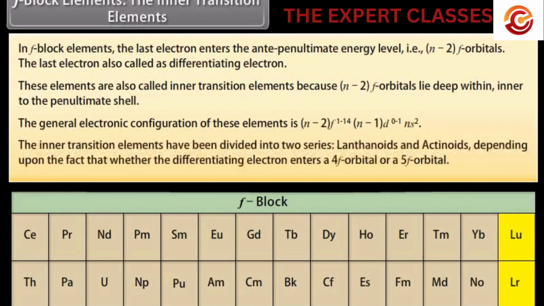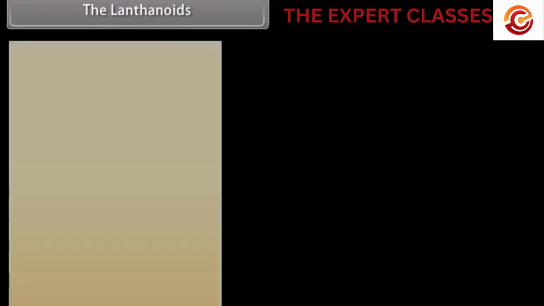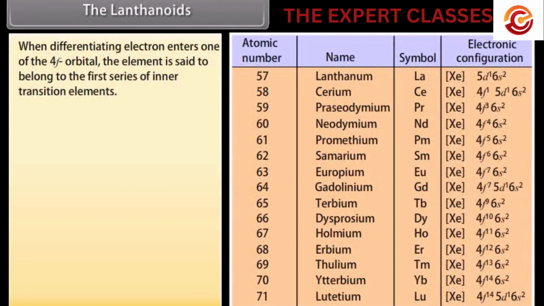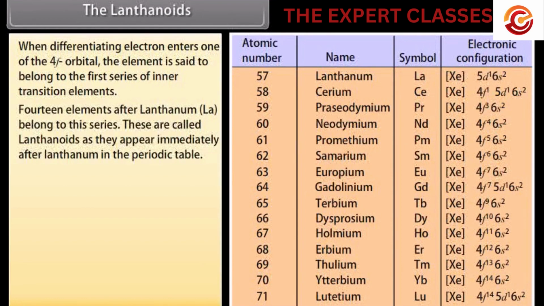ns2. The inner transition elements have been divided into two series, lanthanoids and actinoids, depending upon whether the differentiating electron enters a 4f orbital or a 5f orbital. The lanthanoids. When the differentiating electron enters one of the 4f orbitals, the element is said to belong to the first series of inner transition elements. 14 elements after lanthanum belong to this series.